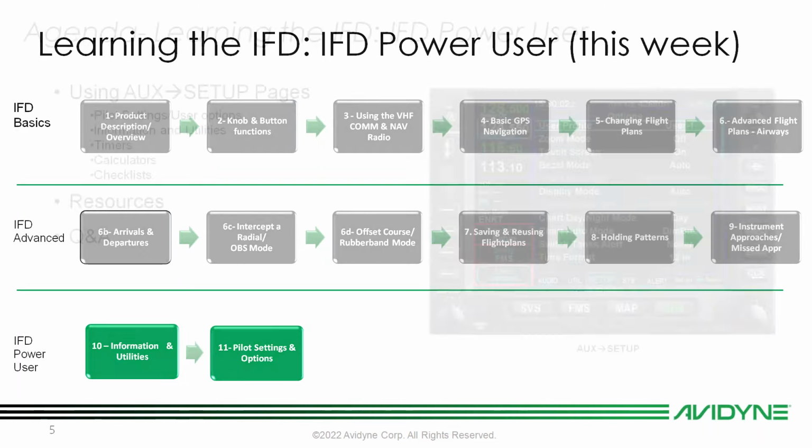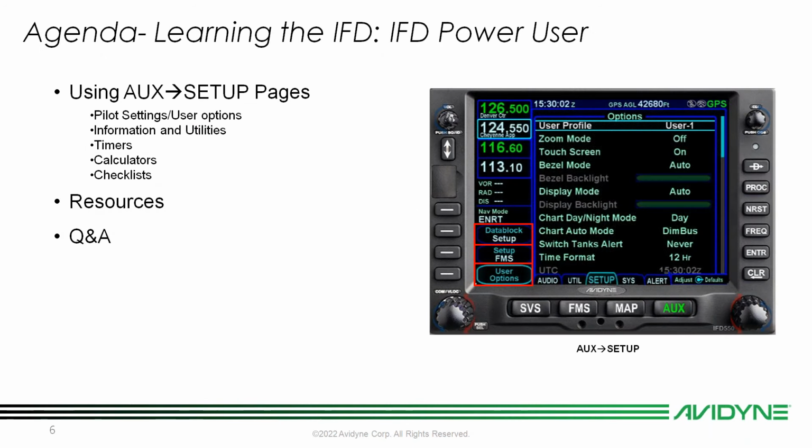So this week, we're going to be getting into how to use the aux setup pages, some pilot settings, user options. We're going to talk about the info page, the utilities page, as well as timers and all the benefits of those, as well as your calculators, what to look for, what to expect to see, and then some checklists. I'll go through the resources and we'll do a Q&A at the end.